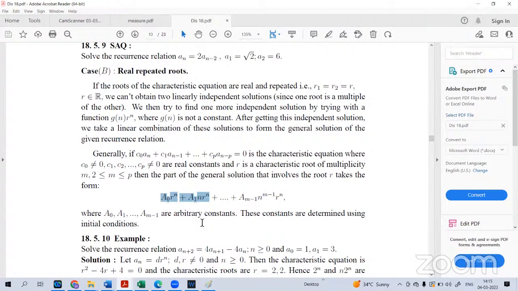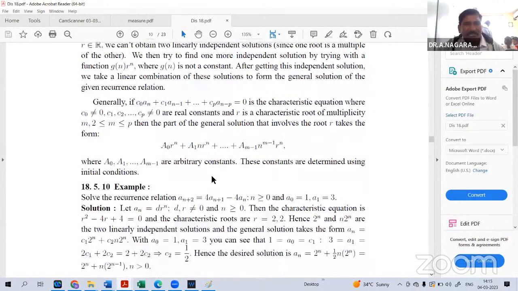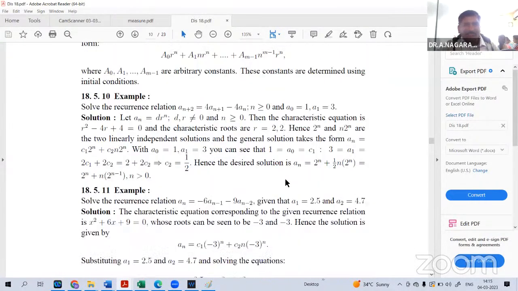If four roots are equal, then we can go for n cubed r to the power of n. Like here, we can go for generalization of repetitions. We continue. This comes to real and repeated roots. So in generalization we take a_0 r to the power of n plus a_1 n r to the power of n, up to a_{m-1} n to the power of m minus 1 times r to the power of n. Like that, a_0, a_1, a_2 and so on are arbitrary constants. These constants are determined using the initial conditions.